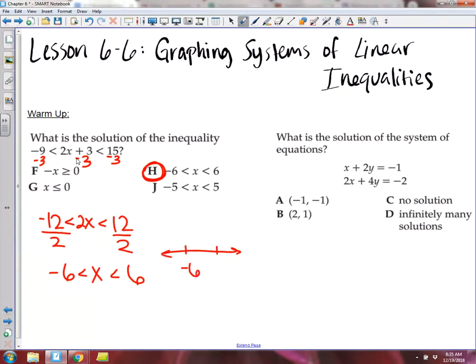Just to refresh your memory here, what kind of circles would go on both negative 6 and positive 6? They would both be open because there's no equal sign here. Everybody good with that? Where would you shade? In between, because the x is in the middle, so we're going to shade in the middle. A-okay? Yes?